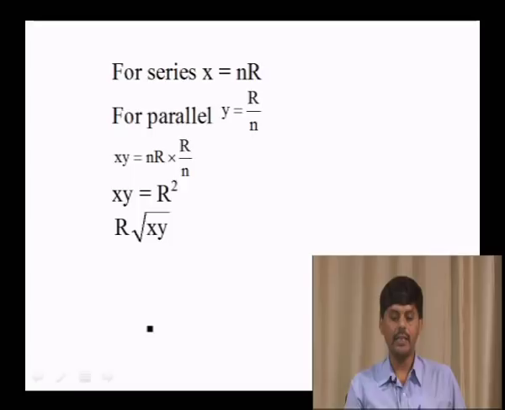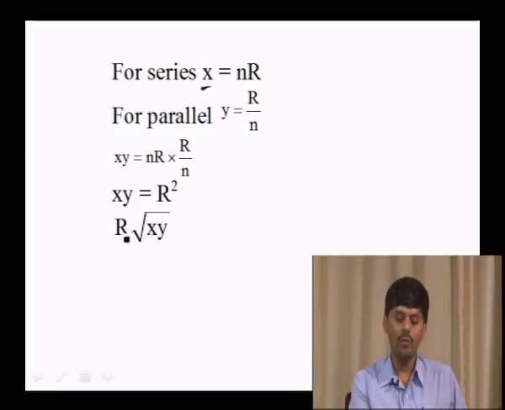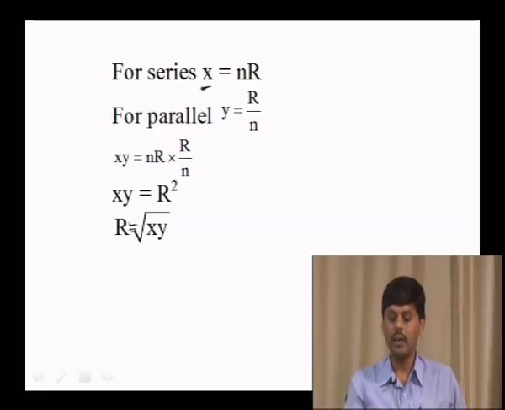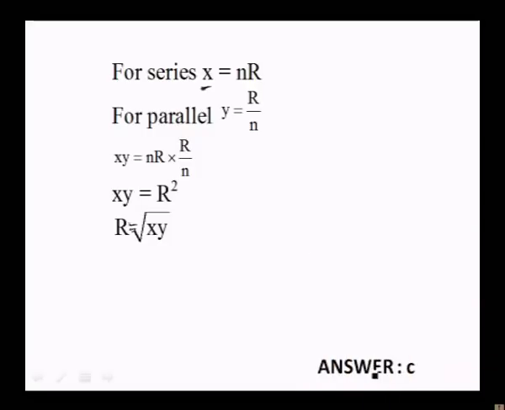The solution for this: for series combination, in place of Rs they took X, which is equal to nR for identical resistors. For parallel, Rp is equal to R by n. If you multiply x and y, you get nR into R by n. n gets cancelled, so xy is equal to R square. We want the value of R, therefore R is equal to root of xy. Therefore the correct option for this is C. This is the correct option.